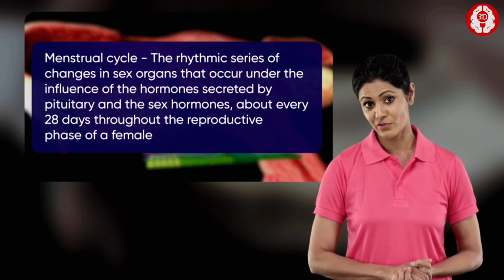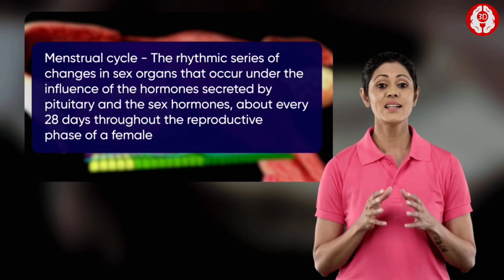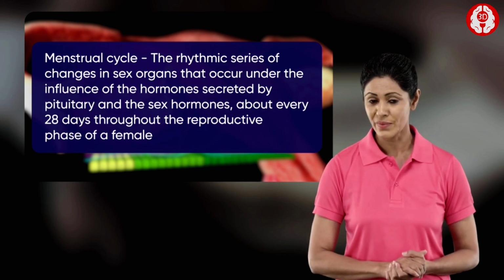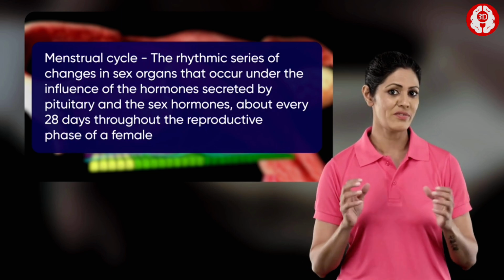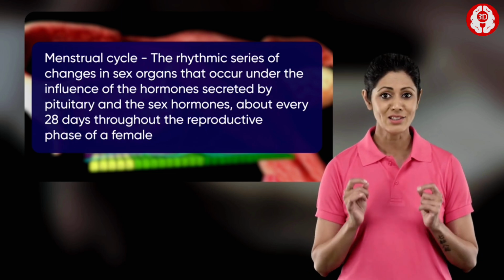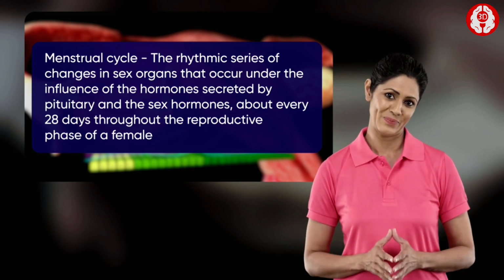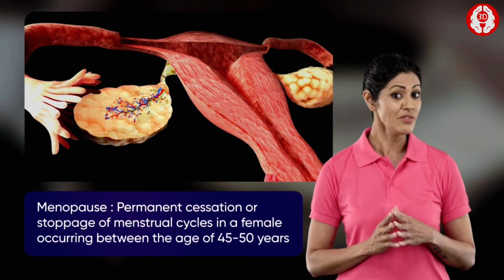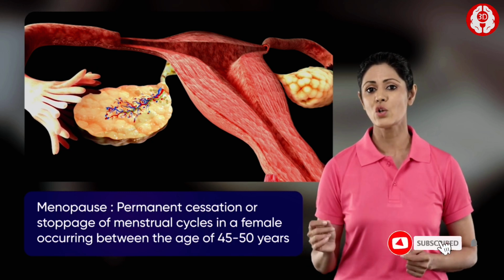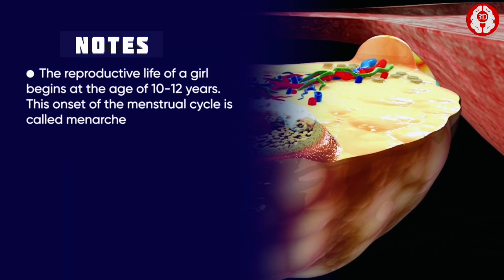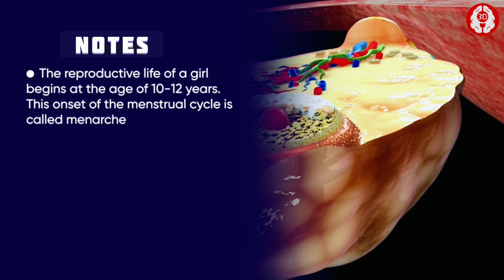So the rhythmic series of changes in sex organs that occur under the influence of the hormones secreted by the pituitary and the sex hormones about every 28 days throughout the reproductive phase of a female is called the menstrual cycle. Permanent cessation or stoppage of menstrual cycles in a female occurring between the ages of 45 to 50 years is called menopause.